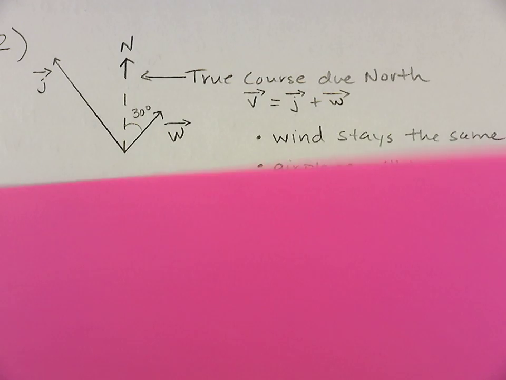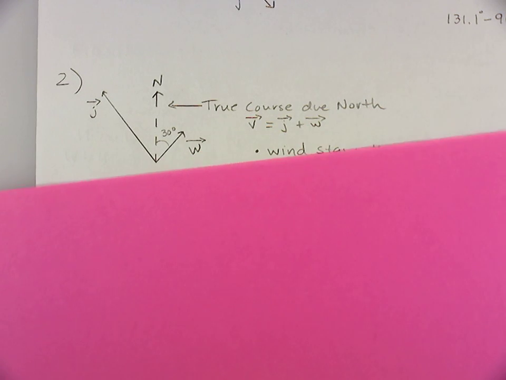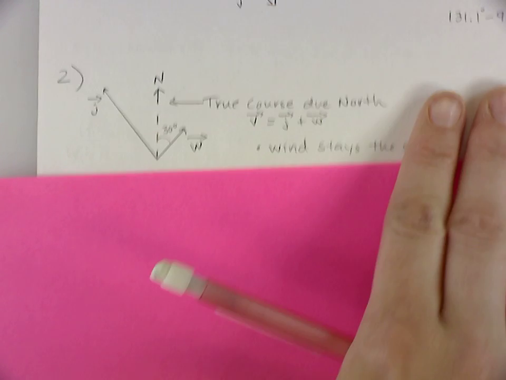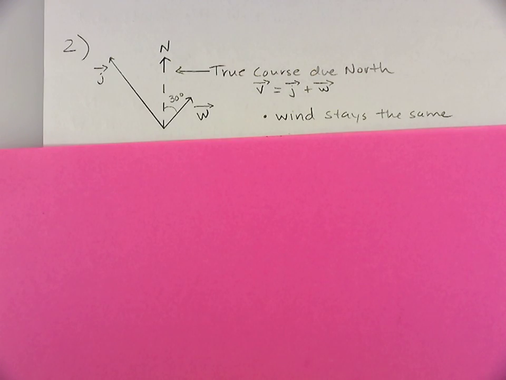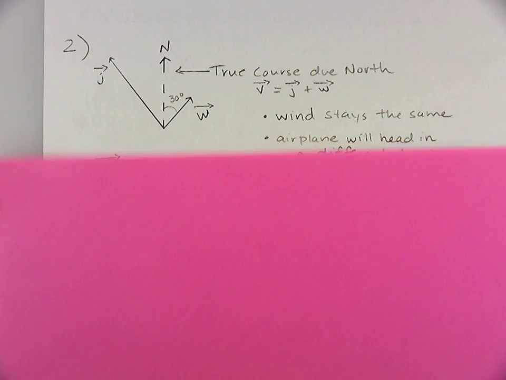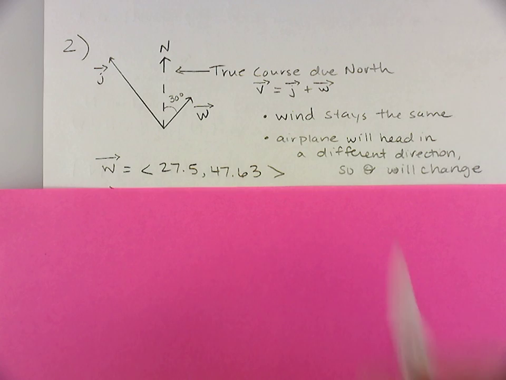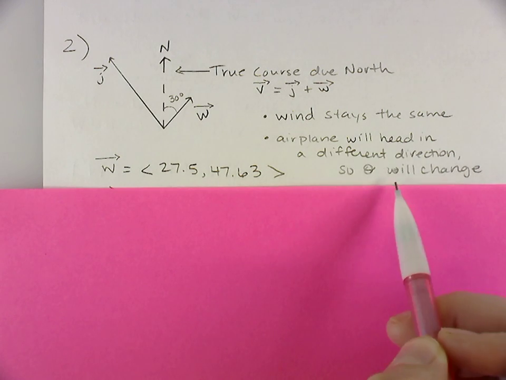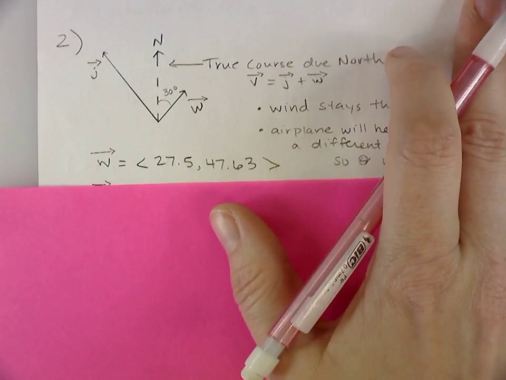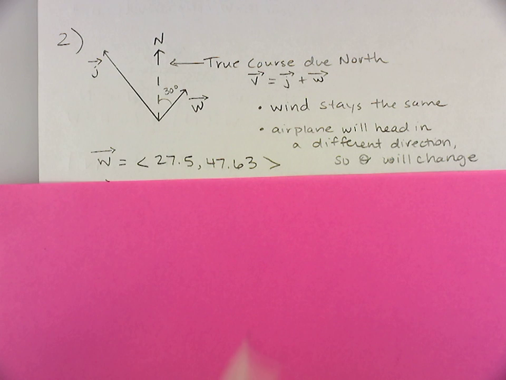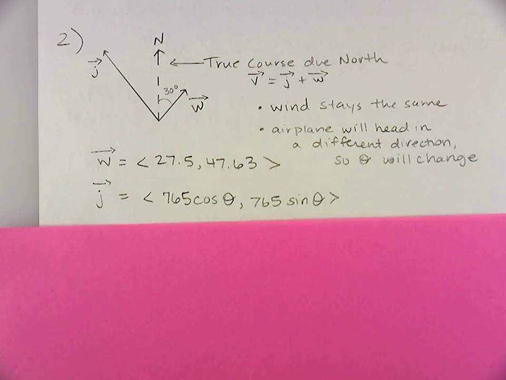So just a couple of things to keep in mind that I wrote down for you. The wind is going to stay the same. The wind is still blowing with the magnitude from that one. What was the magnitude for the wind? Was it 55 or 38? Okay, 55. So the wind's going to stay the same. It's the airplane that's going to head in a different direction, so your theta value is going to change. Your wind is going to be the same from example 3.